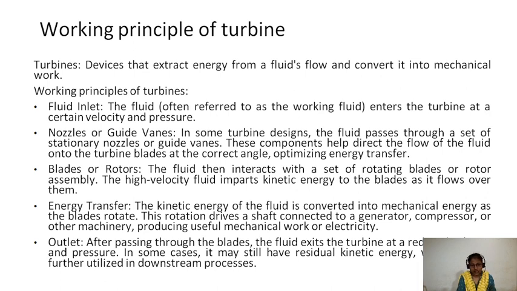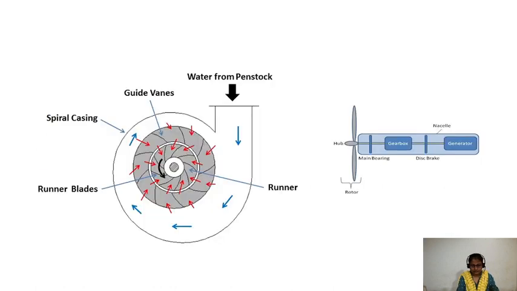Then there is the outlet. After passing through the blades, the fluid expends its energy, then it has to exit the turbine at a reduced velocity and pressure. In some cases, it may still have residual kinetic energy which can be further utilized in downstream processes.